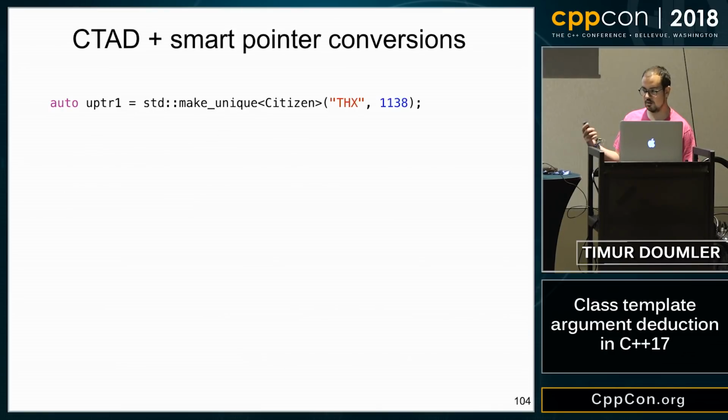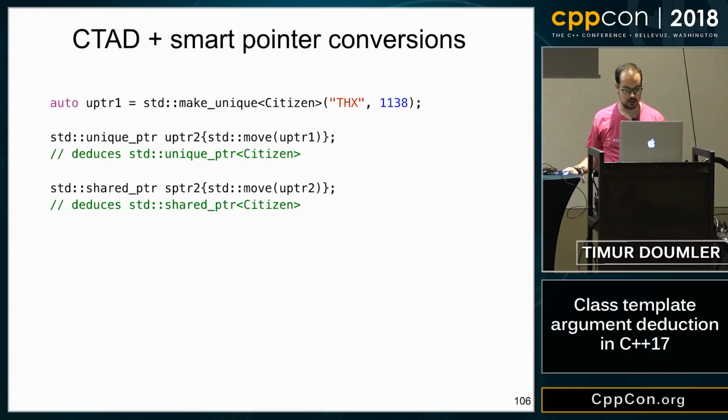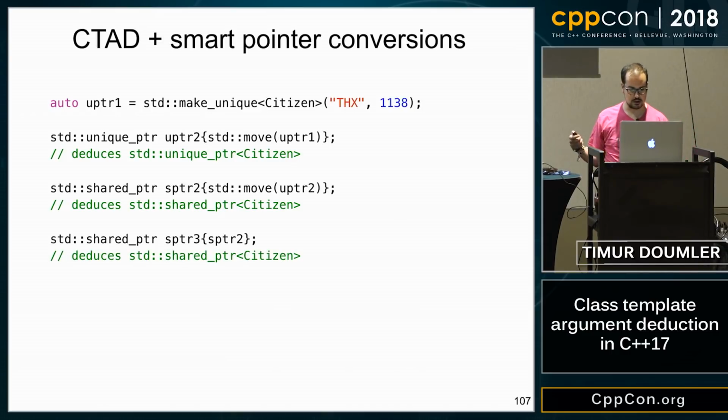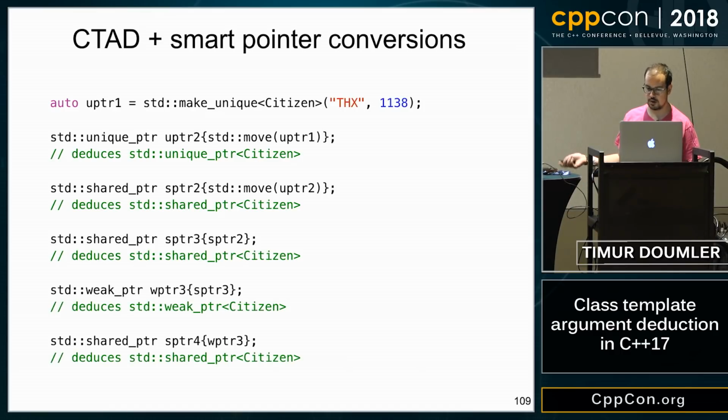So yeah, smart pointers don't have these constructors. The constructors that take a raw pointer don't have CTAD, but you have these other constructors where a unique pointer takes another unique pointer, or a shared pointer takes a unique pointer. You can construct a shared pointer from a weak pointer or from a shared pointer, etc. Those constructors all have CTAD.